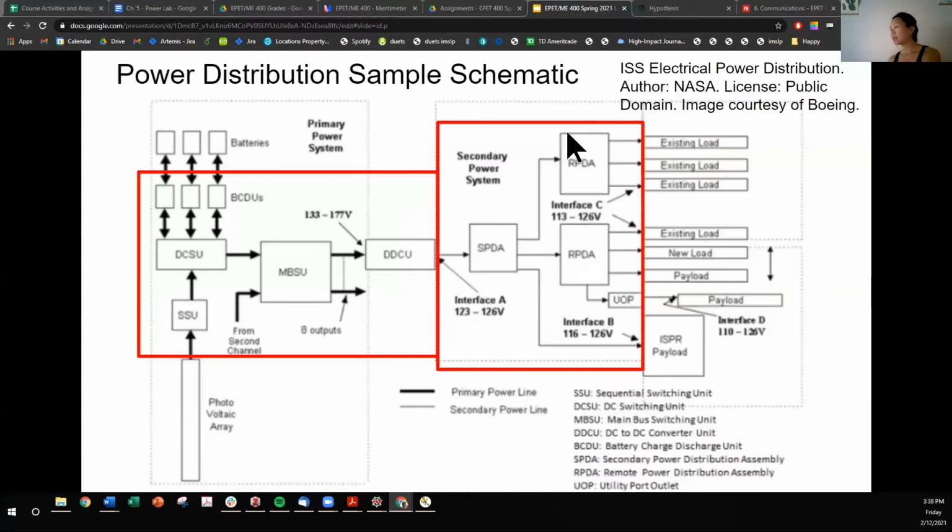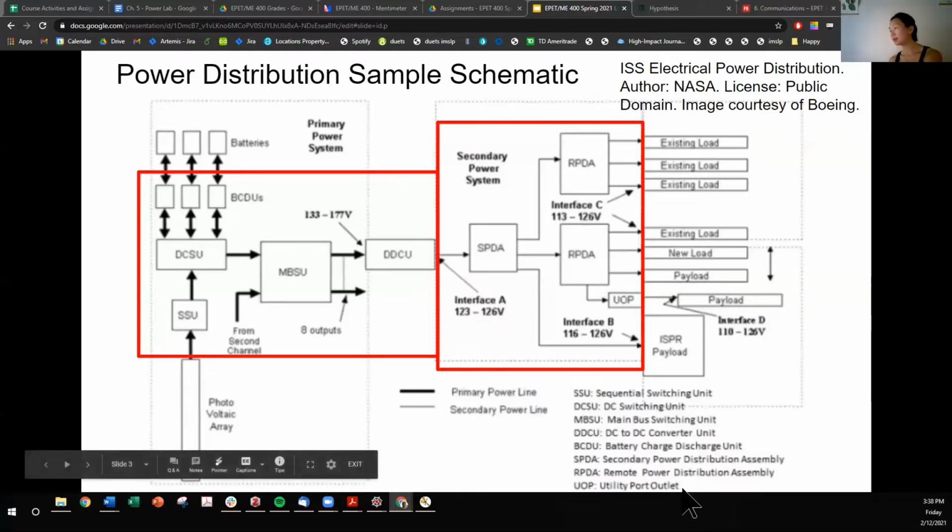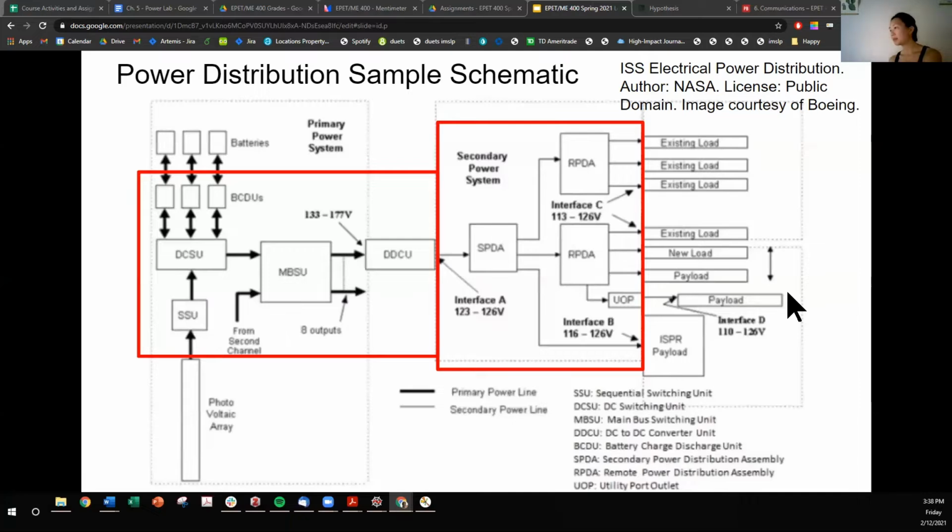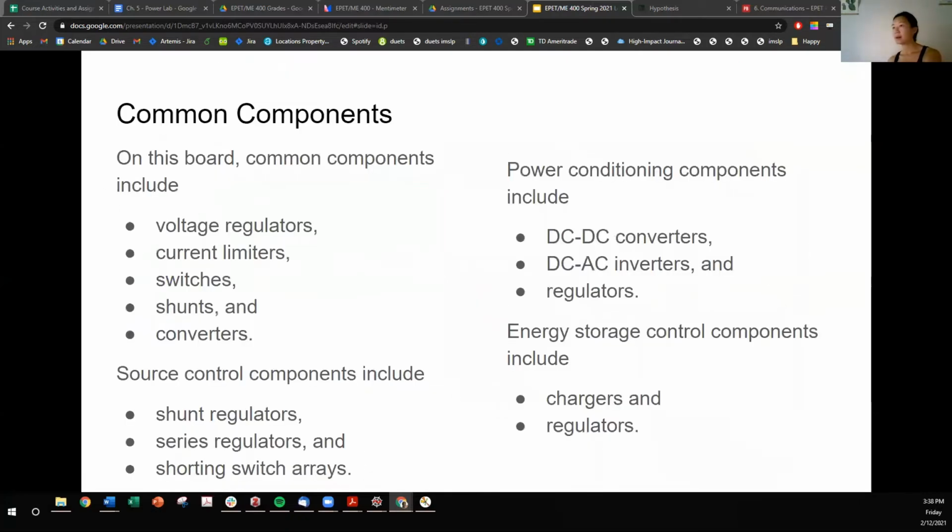So let's see. These RPDAs are remote power distribution assemblies. These are like the mid-level distribution units that can take a DC and then convert it to whatever these individual component loads need. Same goes here. And then UOP, utility port outlet, probably specific to the payload.